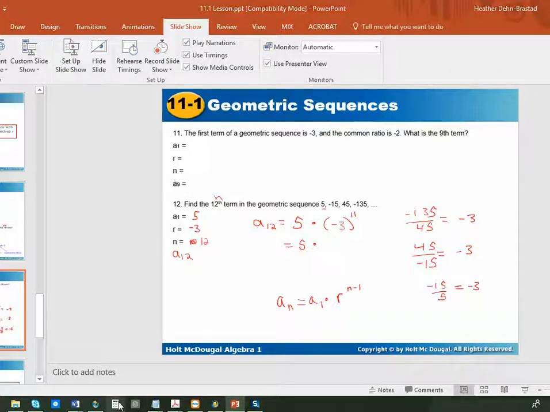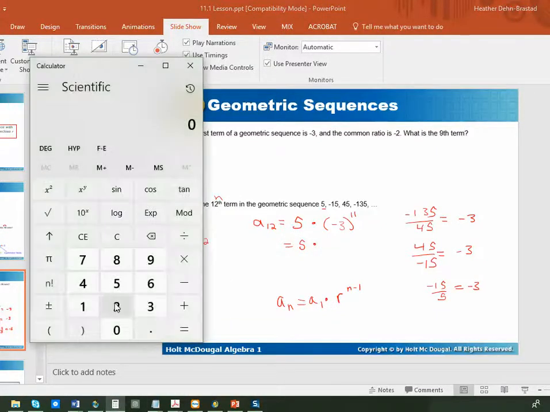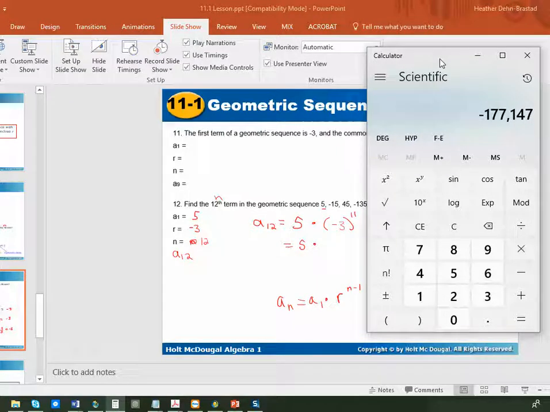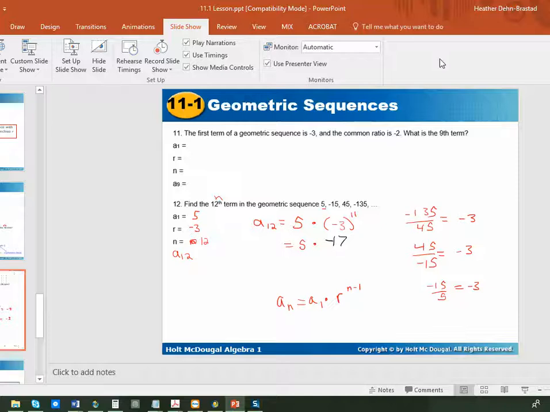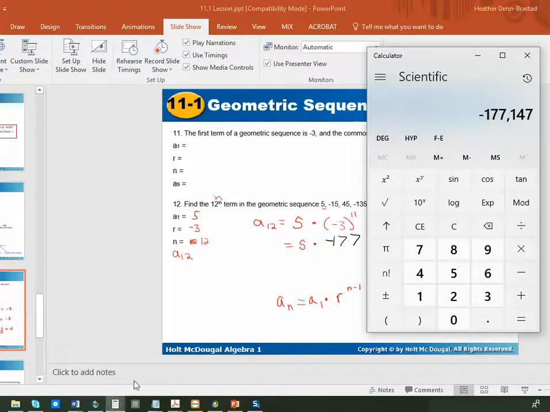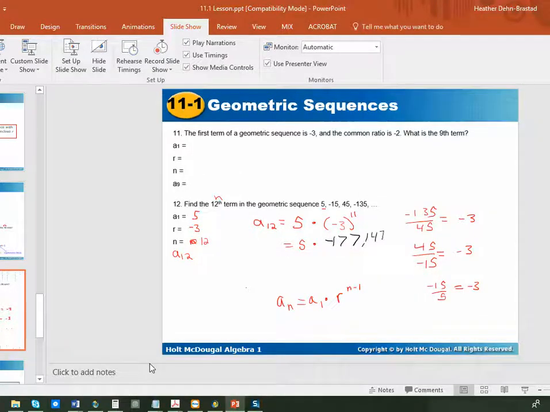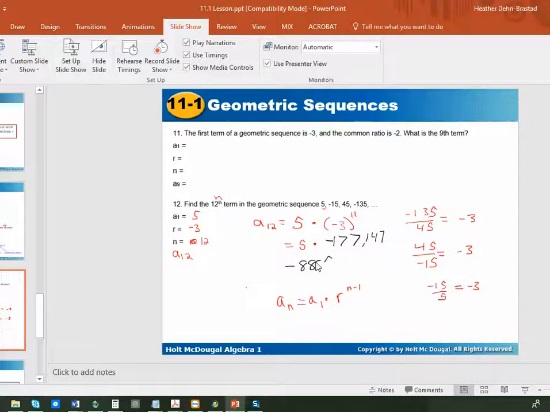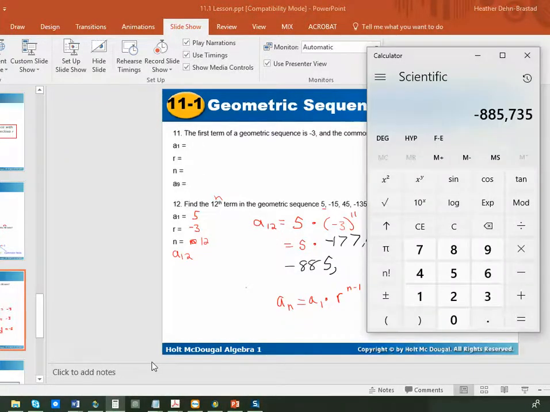Calculator. Whoops. So negative 3 to the 11th power is that number. And I don't really have to write that down. I can if I want, but I'm going to write it on here. Negative 177,147. And then I need to take that number times 5, which was my first term, and I get negative 885,735.